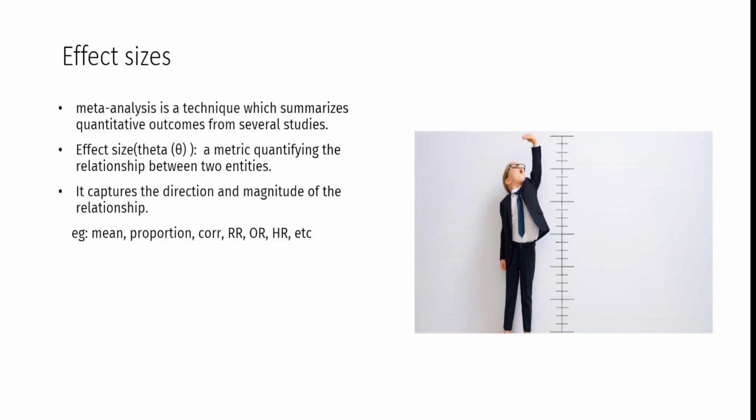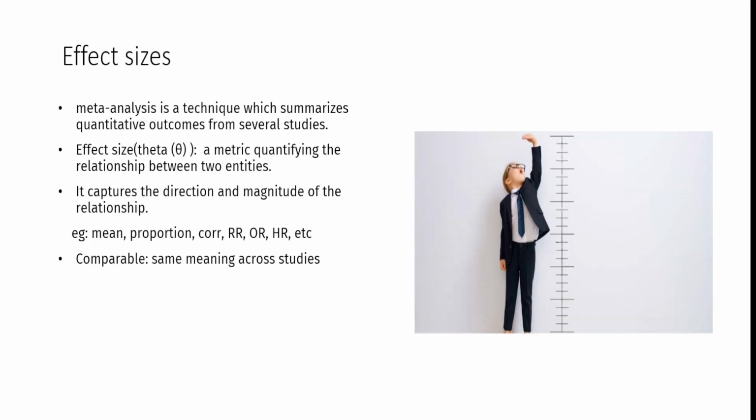So effect size captures the direction and magnitude of relationships. There are many different examples of effect sizes. You may have mean, proportion, correlation, risk ratio, odds ratio, hazard ratio, incidence rate ratio, or something else. There are many different effect size measures that you may come across when you deal with meta-analysis, or when you deal with some statistical analysis to quantify something.